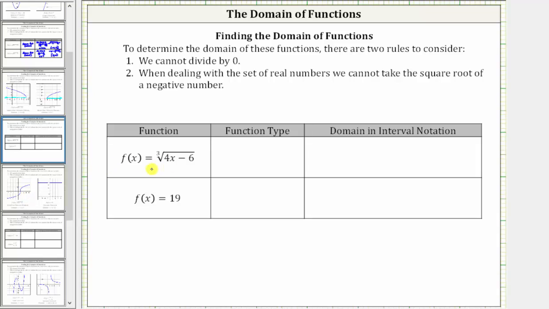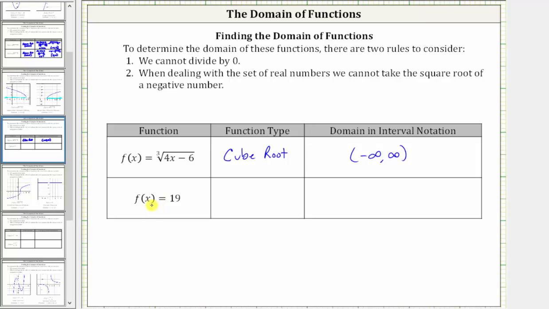Next we have f of x equals the cube root of the quantity 4x minus 6. Again, this is a radical function, or more specifically a cube root function. Remember, we can take the cube root of both a positive and negative number as well as 0, and therefore the domain of the cube root function is going to be all reals, or the open interval from negative infinity to positive infinity.